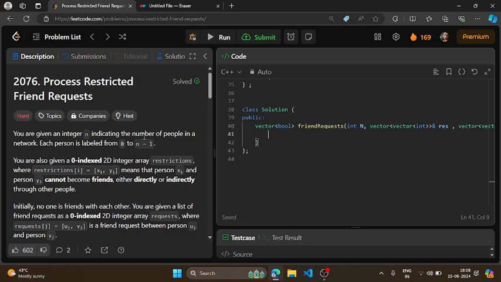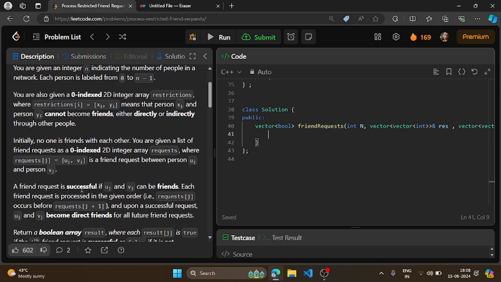Let's suppose A is a friend of B and B is a friend of C. So A will also be a friend of C. This is called indirect friends. So they are saying it is not allowed for X and Y to be direct friends or indirect friends. Nothing is allowed. Initially, no one is a friend of anyone. Initially it is like this.